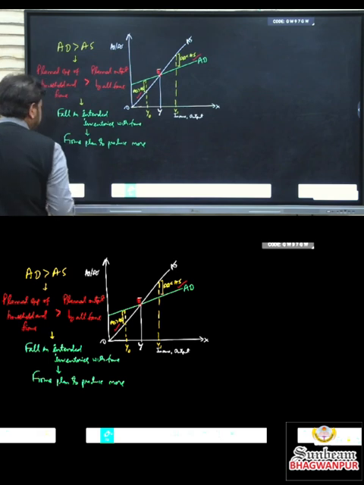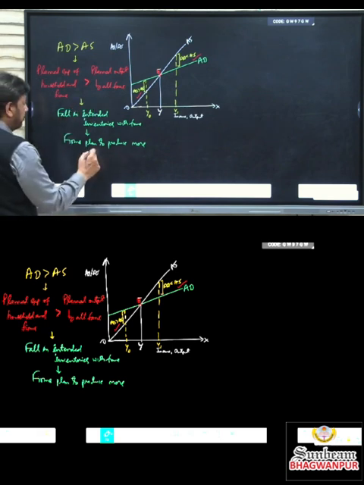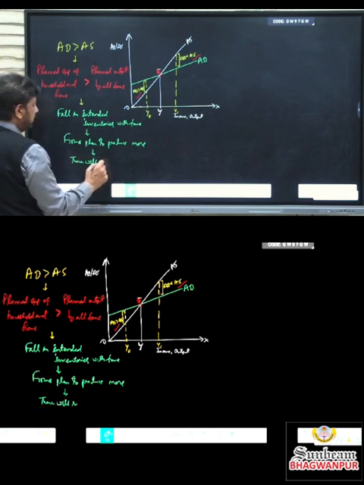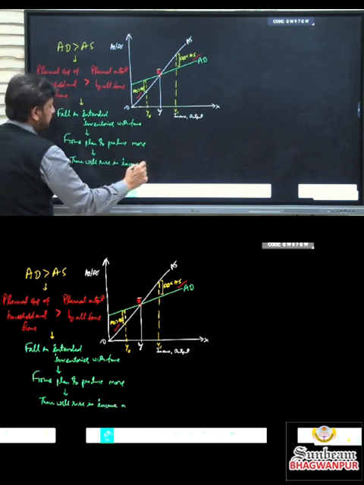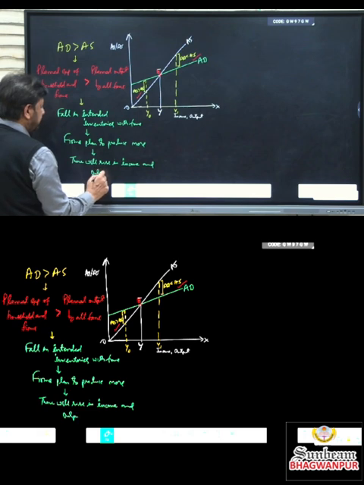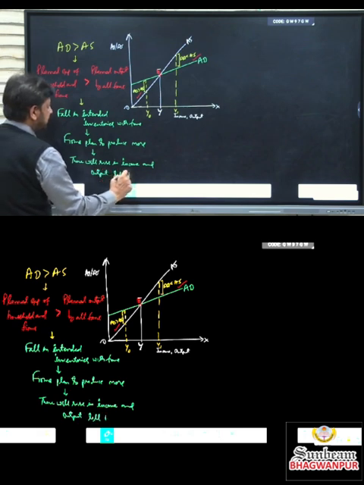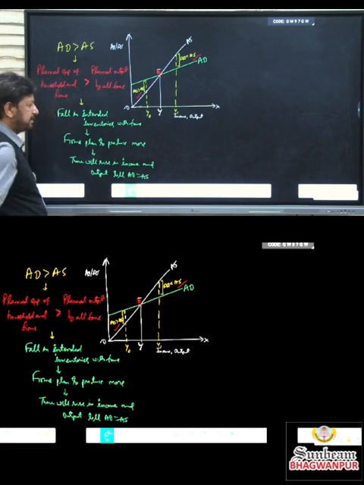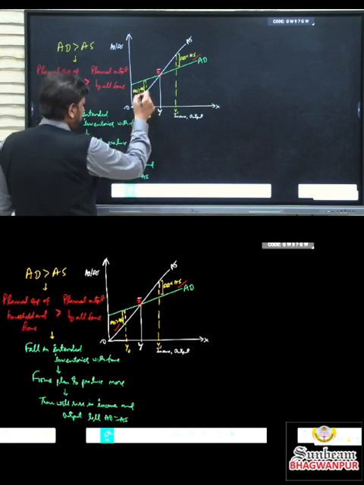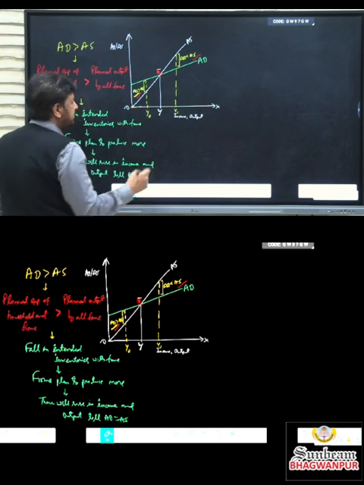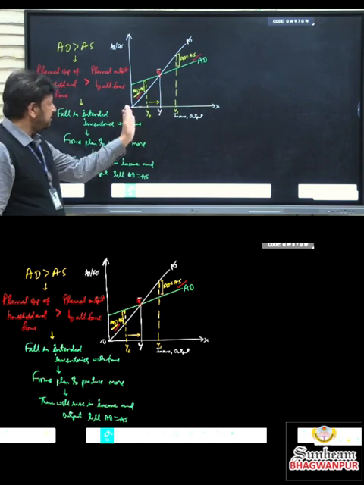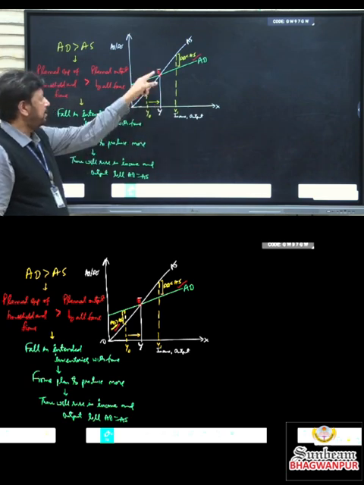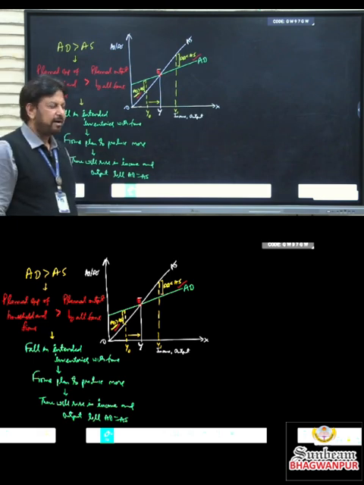And when firms plan to produce and they produce more, there will be a rise in income and output till AD equals AS. So this particular situation, when aggregate demand is more than aggregate supply, leads to a rise in national income. And this rise in national income and output continues till the economy is in the state of equilibrium again.